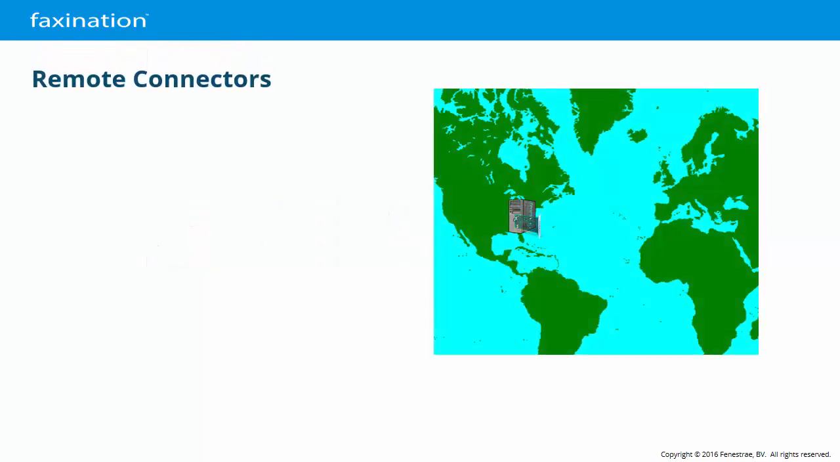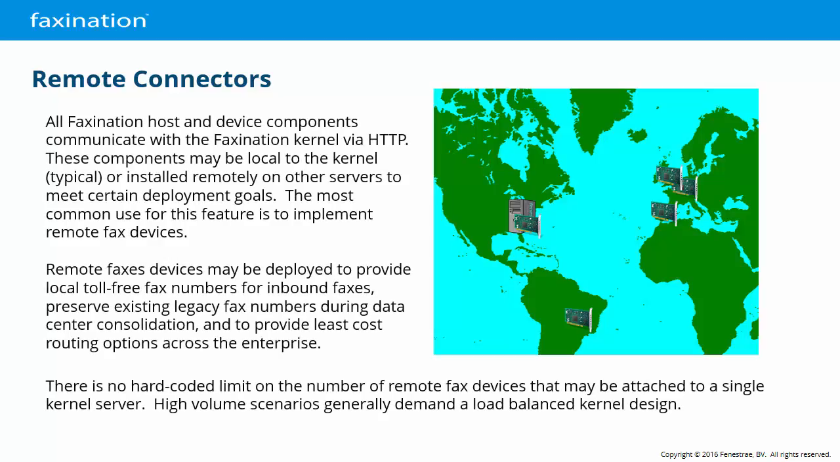All Faxination host and device components communicate with the Faxination kernel via HTTP. These components may be local to the kernel, which is typical, or installed remotely on other servers to meet certain deployment goals. The most common use for this feature is to implement remote fax devices.